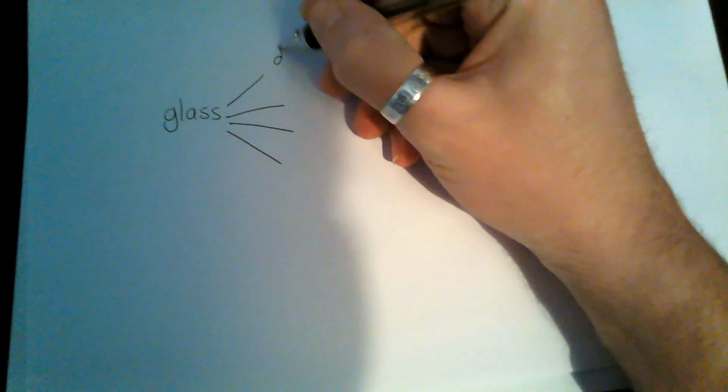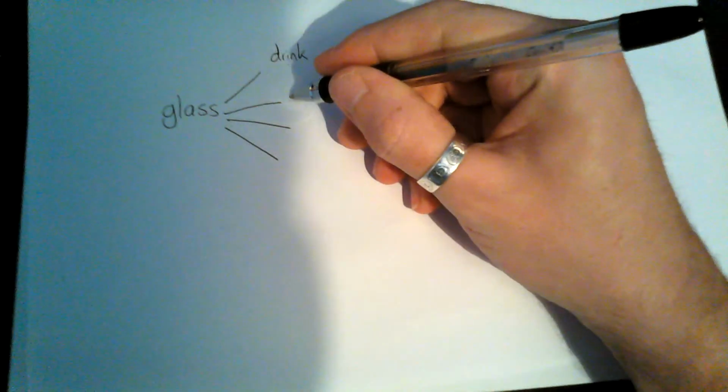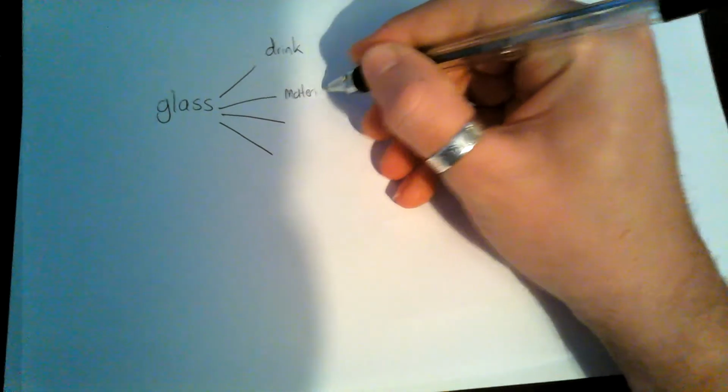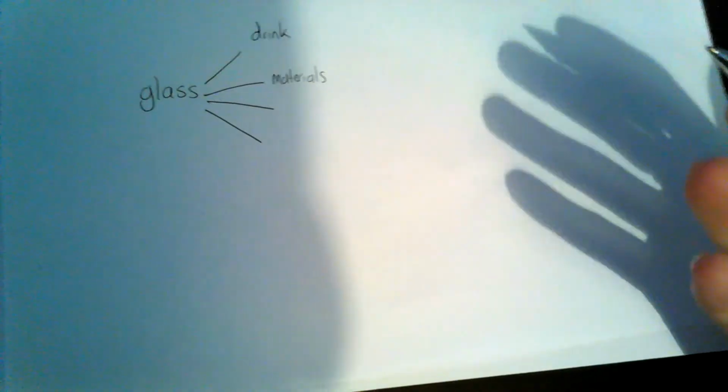Okay, so the word glass would be the starting point. If someone sees a glass, it's where their thoughts can go to after having seen that object, the glass. They might then think of having a drink from seeing the glass. They might think of physical materials, because of course a glass is made of glass.